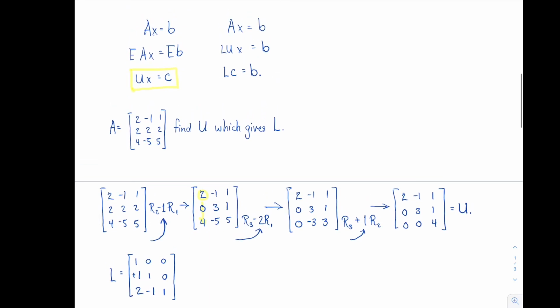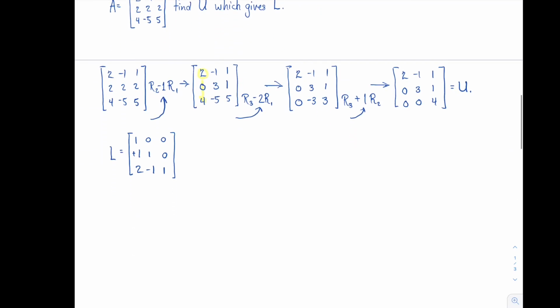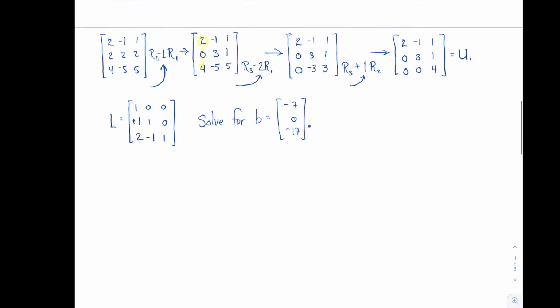Okay, so now we're ready to solve. And let's see what our work did. Our work says to start here. Start with LC equals B. So this is where we're going to start. And before we start, I'm going to give us a B, and we're going to solve for B equal minus 7, 0, minus 17. Okay, I know that looks pretty rough, but I think we can do it.